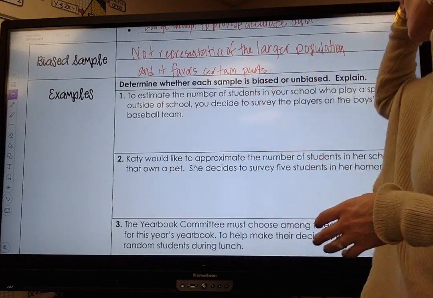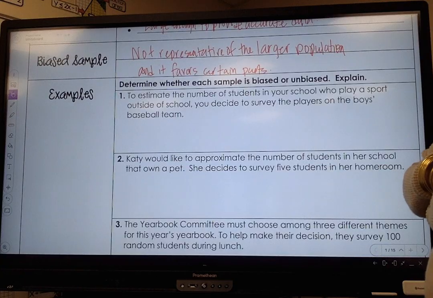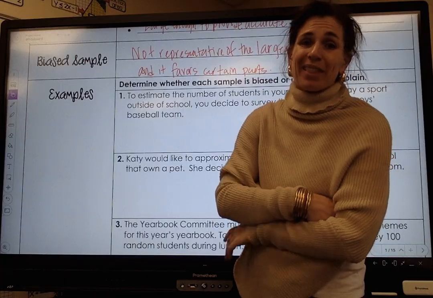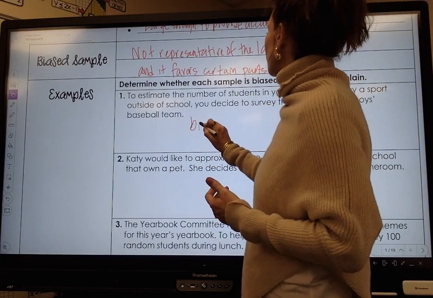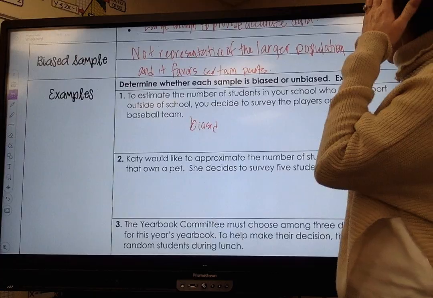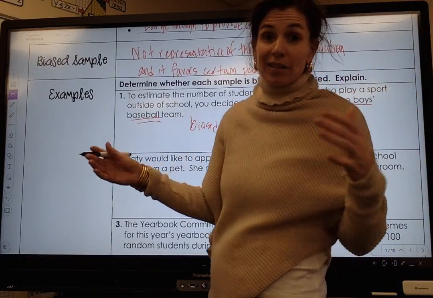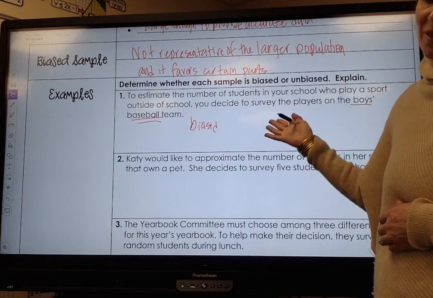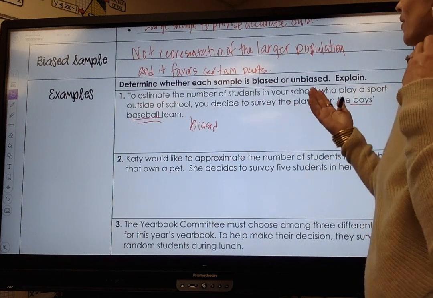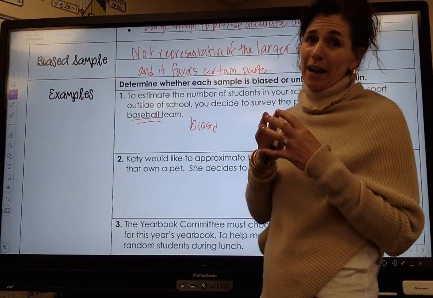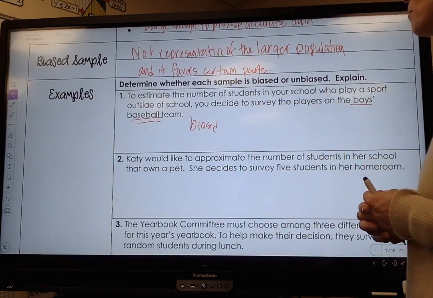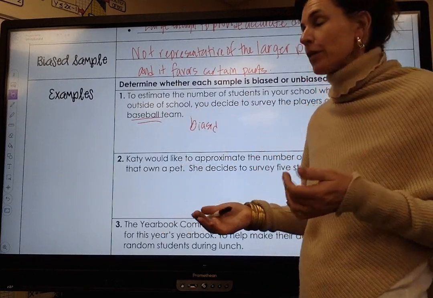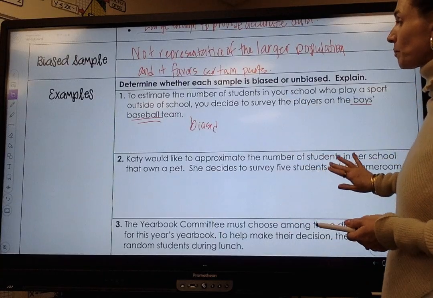Okay, to estimate the number of students in your school who play a sport outside of school, you decide to survey the players on the boys' baseball team. This would be biased. Why? Because you're surveying the boys on the baseball team. Like the soccer example I started with, they're probably going to favor baseball. So you wouldn't do that. They're definitely more likely to play a sport outside of school if they're already involved in baseball. So you would want to look at clubs and all these other populations that are representative of the students in your school.